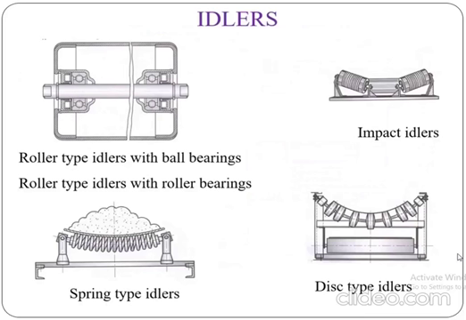And these are the various types of idlers: roller type of idler with ball bearing, roller type of idler with roller bearing, then the spring type of idler, the impact idler, and the disc type of idler. These are the various types of idlers used in a conveyor system.